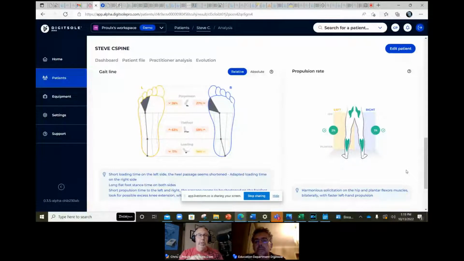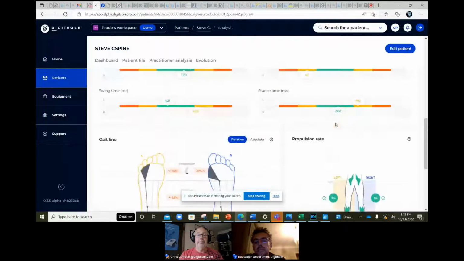Okay, but we're showing that again. He is pretty active. He tries to be as active as he can, and we're seeing that it's pretty normal between the hip flexors and the plantar flexors, and we're seeing good symmetry between the right and the left side.